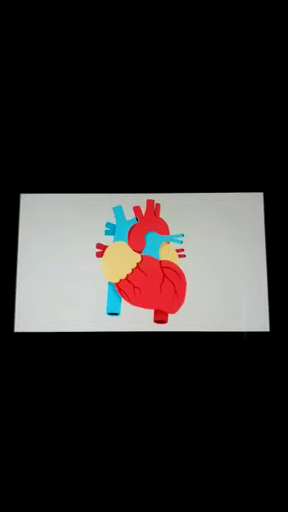Hello friends, we will start with the third unit, heart, which is the circulatory system of the human body. To start with, we will have a look at the different internal structures, how the heart looks, and the different functions of different parts of the heart.